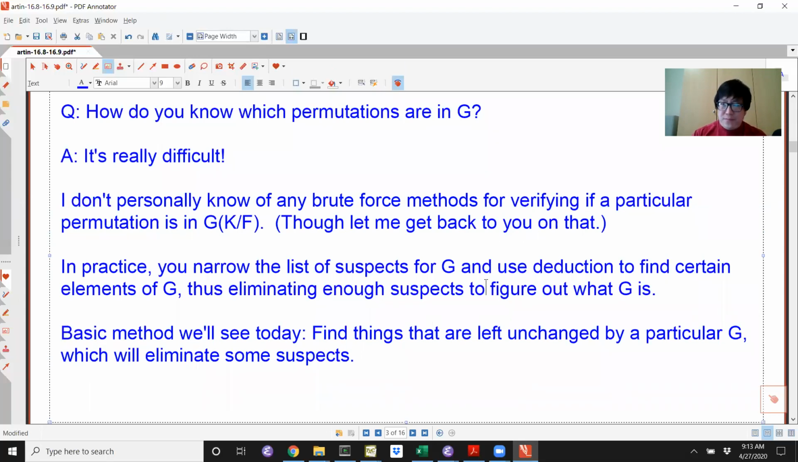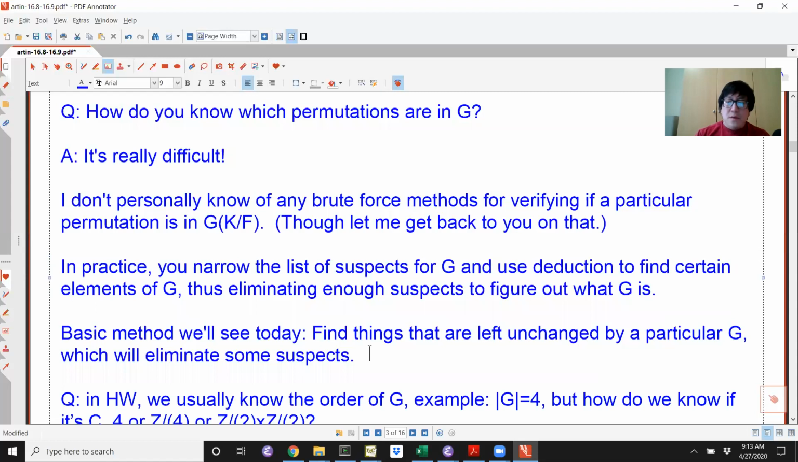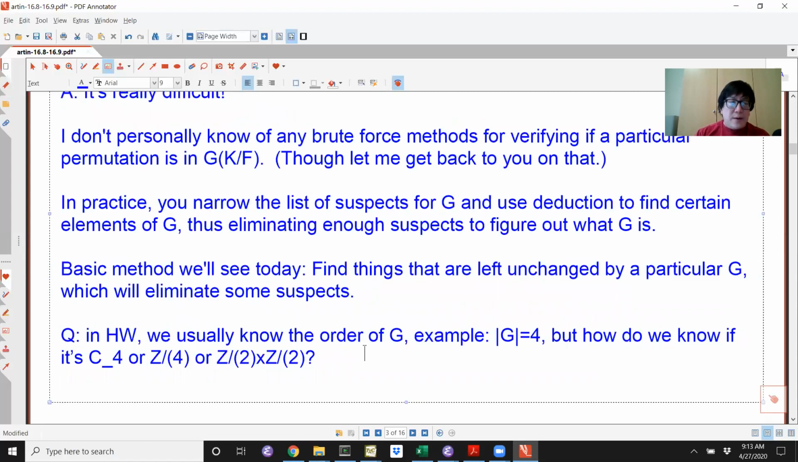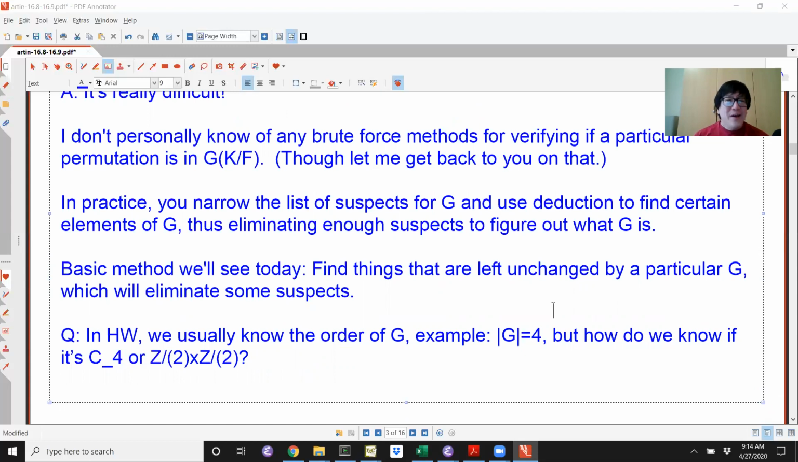Right, so Mon Apr asks another question. Remember, C4 equals Z mod 4. In homework, we usually know the order of G, for example, that the order of G is 4. Often you can deduce that, though that's actually not entirely easy to do either. So maybe the short answer is that none of this is super easy. In fact, there are many interesting open problems.